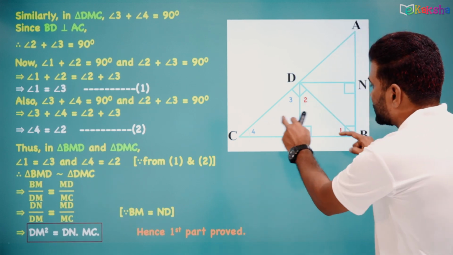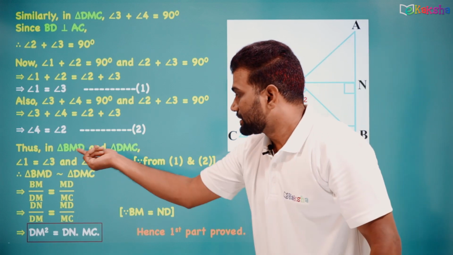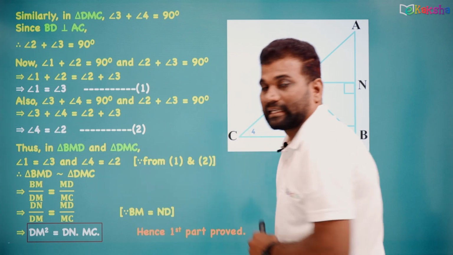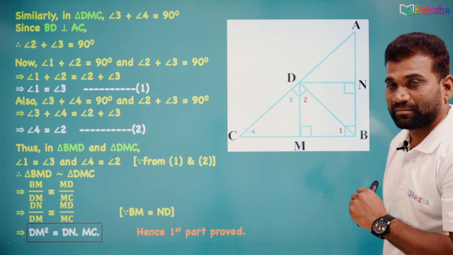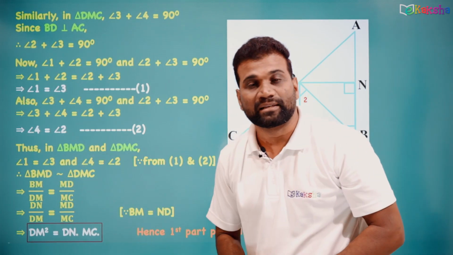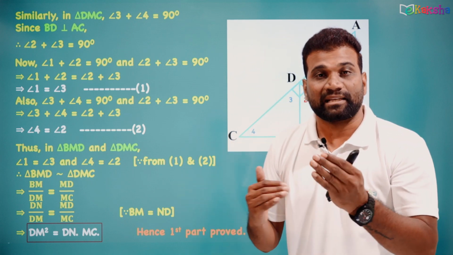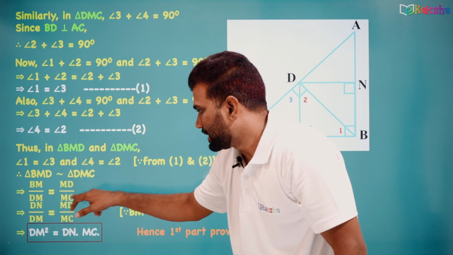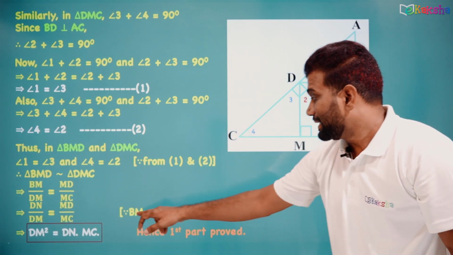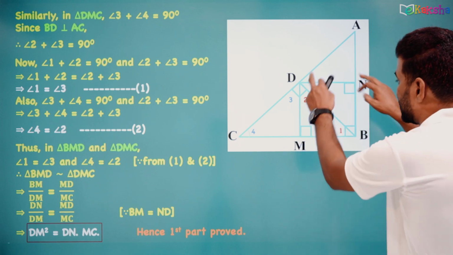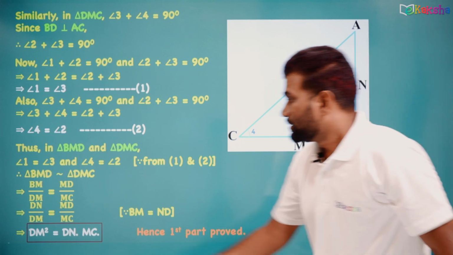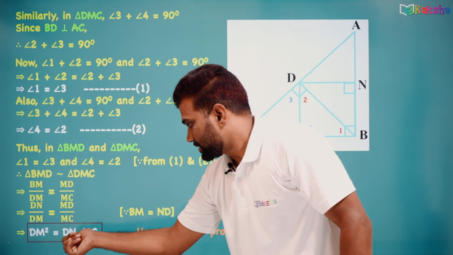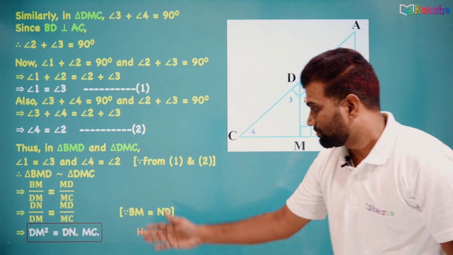So on considering these two triangles, we have got this angle equal to this angle equal to this angle. So by angle similarity, these two triangles are similar. When two triangles are similar, their corresponding sides are proportional. So BM upon DM is equal to MD upon MC, but we know BM is equal to ND. Since it is a quadrilateral, opposite sides are equal, so we can replace BM with DN. On cross multiplying, DM square equals DN into MC. This is what we need to prove.